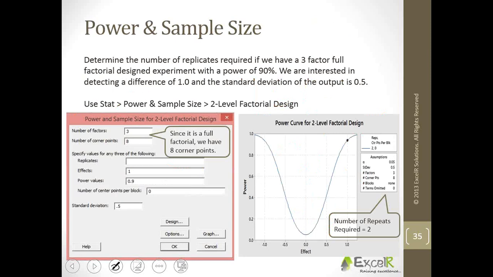All right. Power and sample size. Determine the number of replicates required if we have a 3-factor full factorial designed experiment with a power of 90%. We are interested in detecting a difference of 1 and the standard deviation of the output is 0.5. We have 3 factors. It is a full factorial, so we'll have 8 corner points, since the number of corner points for 3 factors is 2 raised to the power 3.